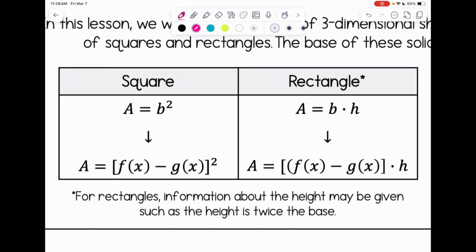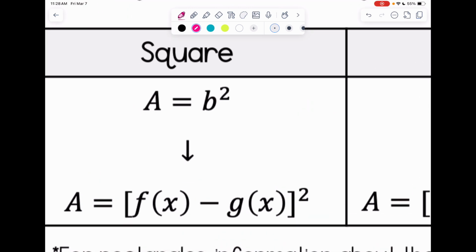So let's take a look and talk about how we get these formulas for finding the area of a square cross-section and also the area of a rectangular cross-section. We know that a square has all equal sides, so we could find the area by doing the base squared. That would be the same thing as doing base times base.